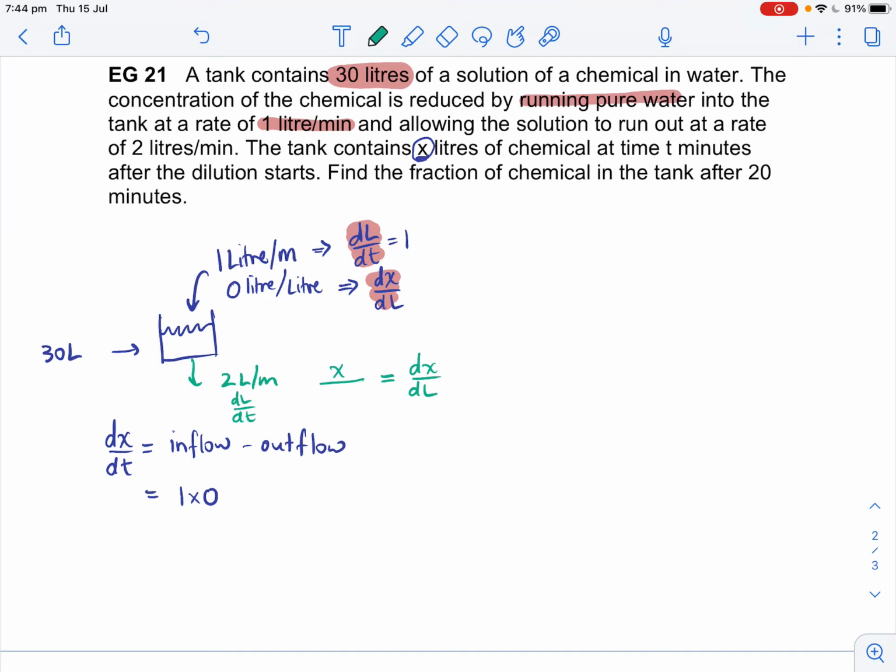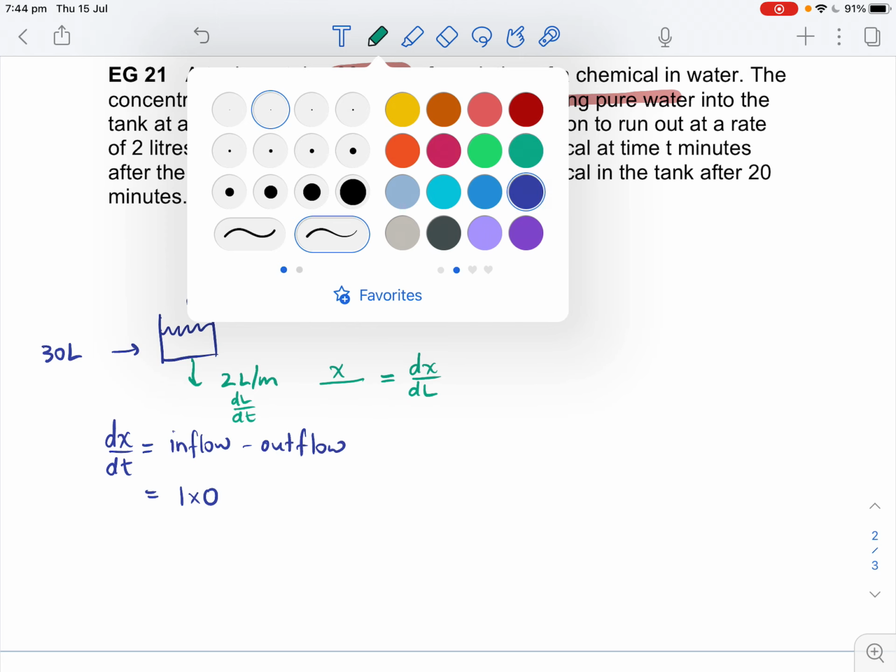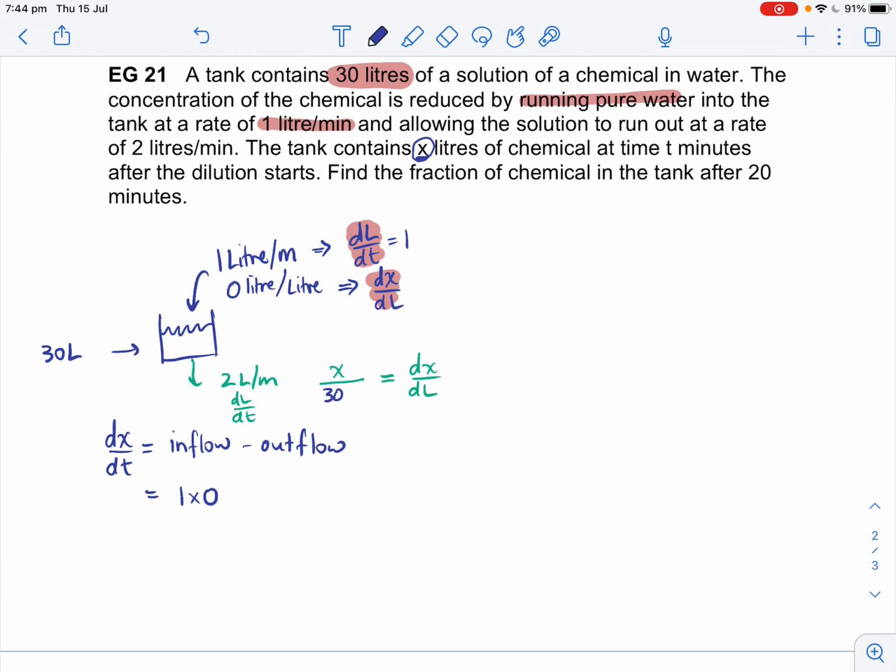And in this case, we've got less water going in than what's going out. So the volume starts off as 30 litres, but it is going down by 1 litre every minute. So my outflow is going to be 2 times x over 30 minus t. Tidy that up, gives me dx dt equals negative 2x over 30 minus t.